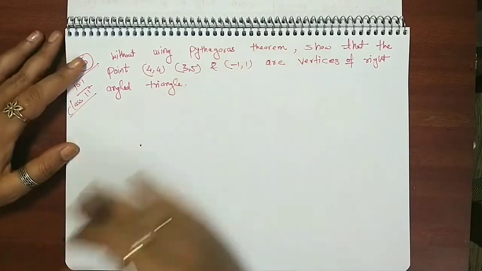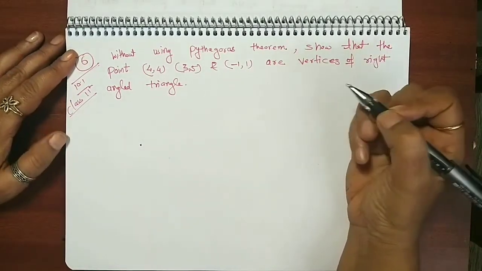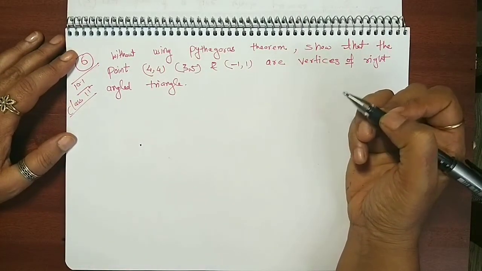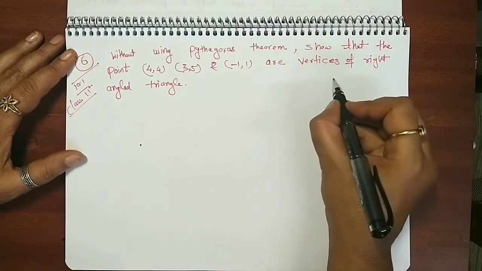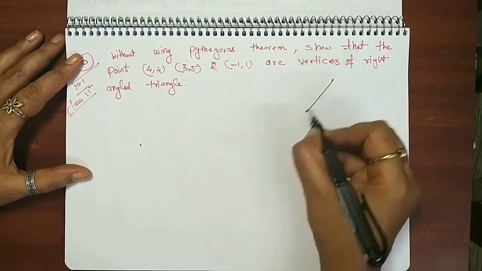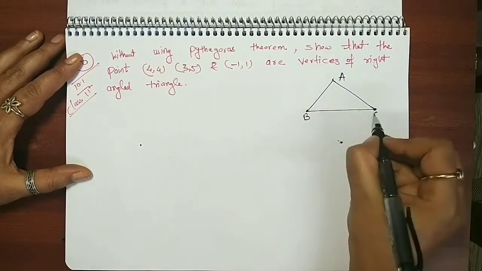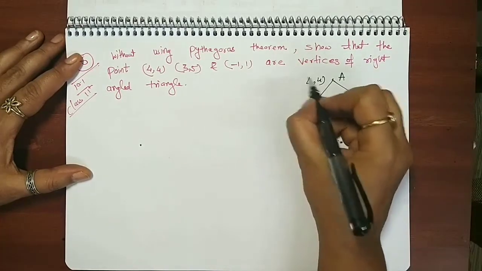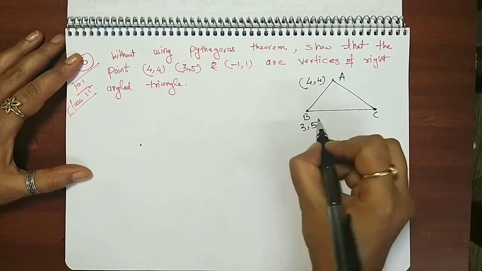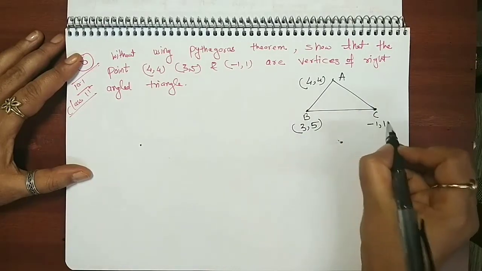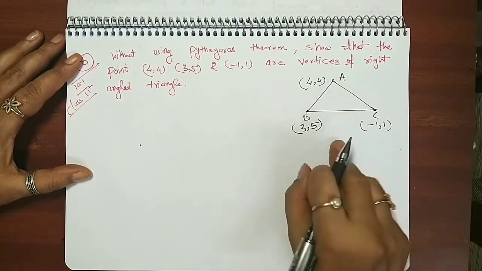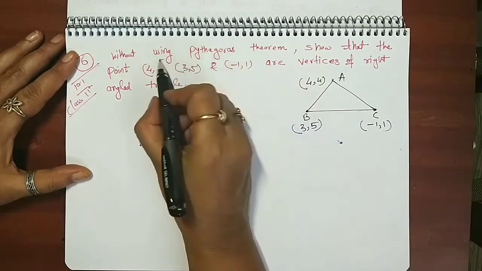Okay guys. So usually I have a habit of making a rough sketch, so let me make a rough sketch. This is the triangle which is given. This is A, this is B, this is C. So A is given 4, 4. This is B and this is C. Okay. So they are asking to prove without using Pythagoras.